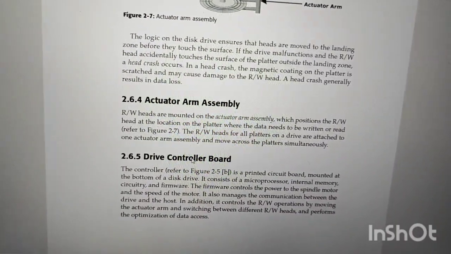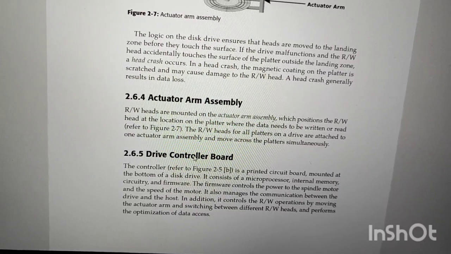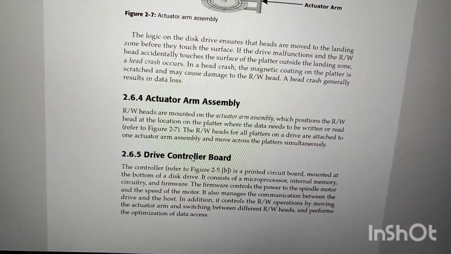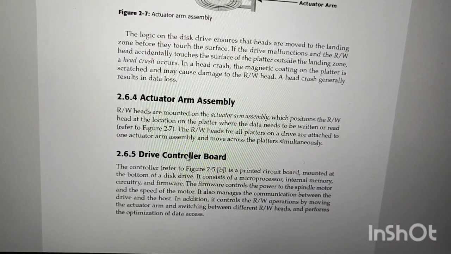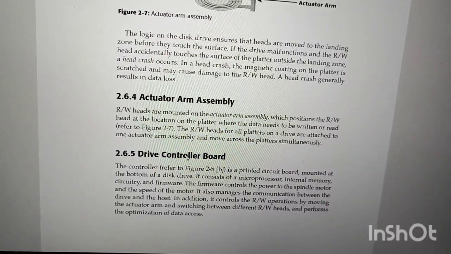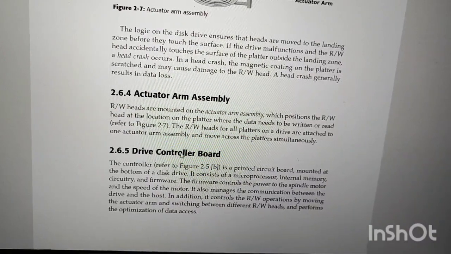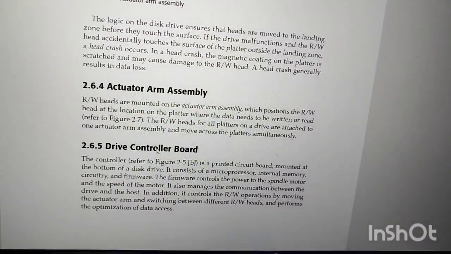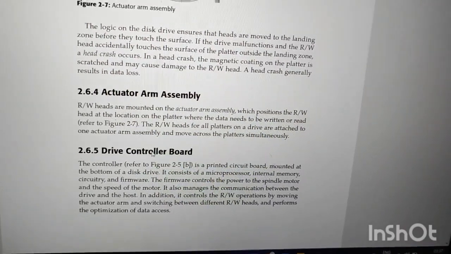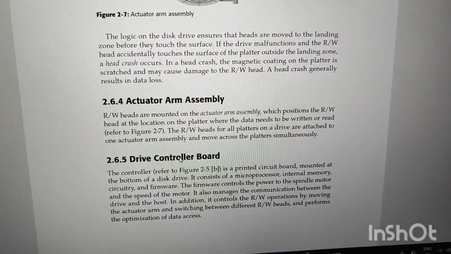You also have to write about a term called head crash. When you accidentally touch the surface of the platter outside the landing zone, you have a head crash. In a head crash, the magnetic coating of the platter is scratched, and this damages the read write head, and then you can't use your CDs. So that is what is happening here.